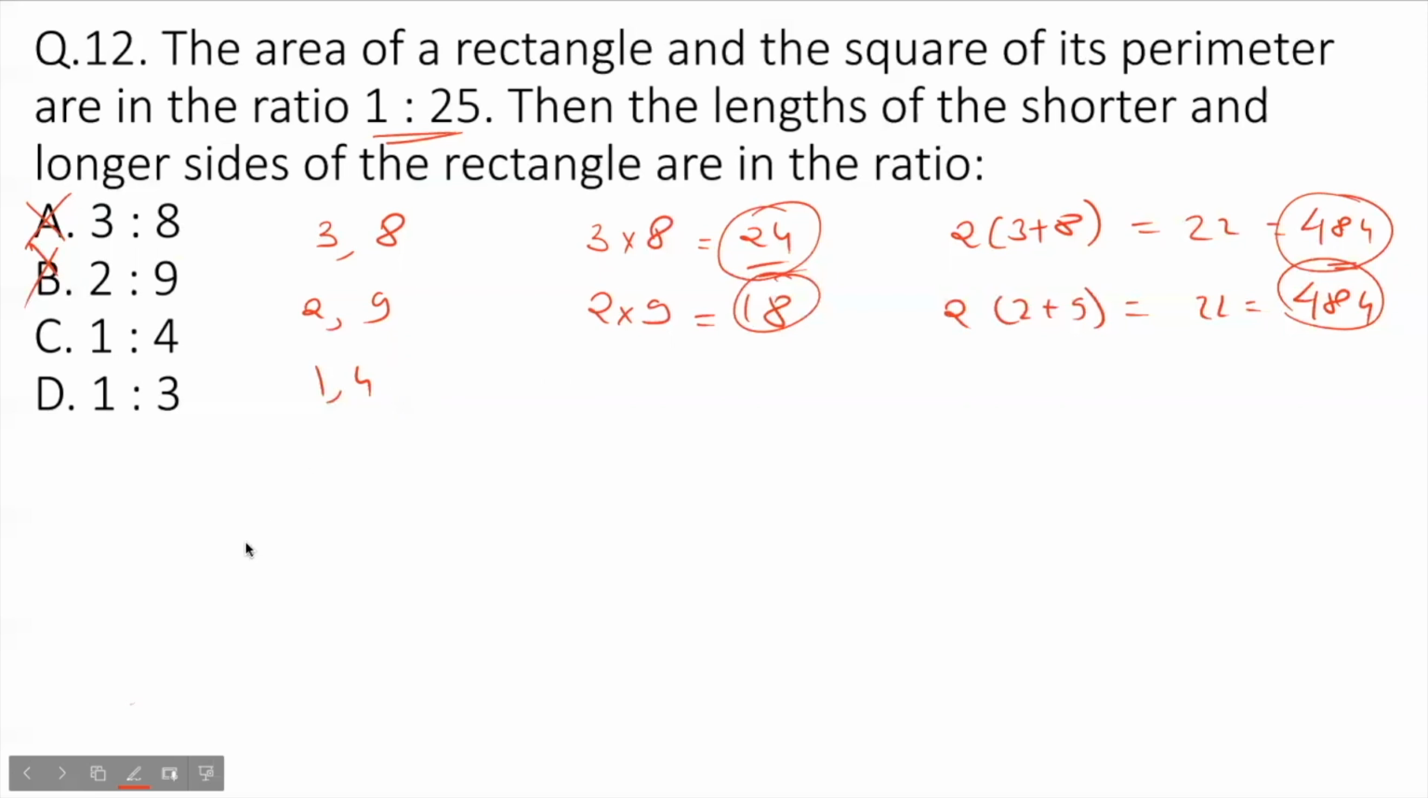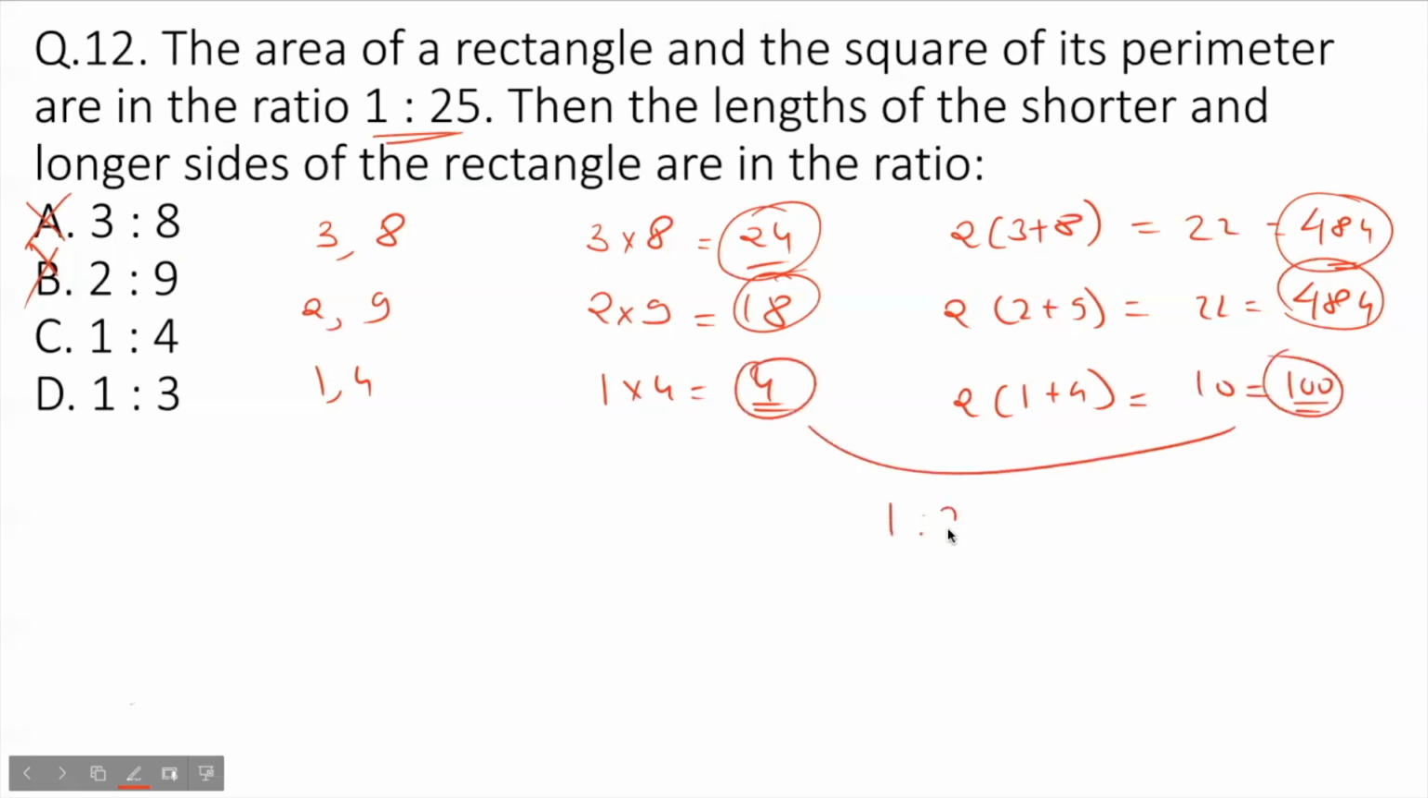Now for the next option, let's calculate the area. 1 into 4, the area is 4. And the perimeter is twice of 1 plus 4. That's 2 fives are 10. 10 square is 100. The ratio we get is 4 is to 100, that's 1 is to 25. And hence the answer has to be option C. That's a much quicker way out, I believe, but you just need to be very quick making these calculations. All right.